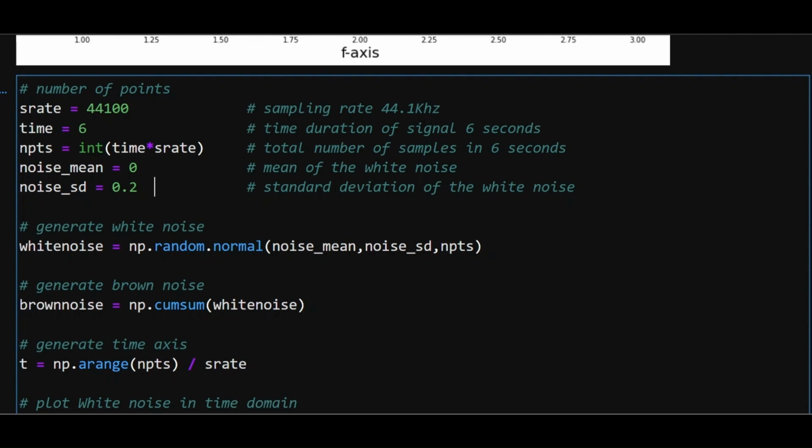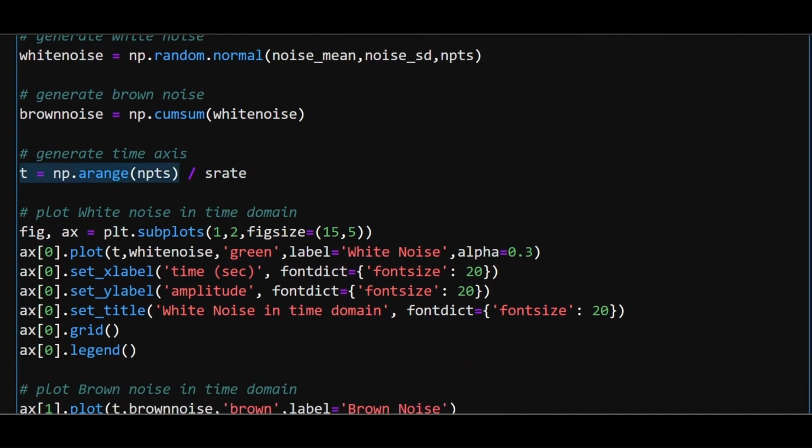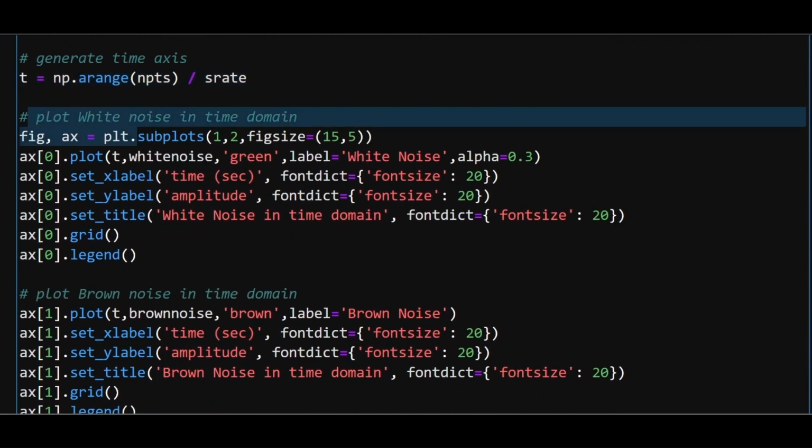As I mentioned earlier, white noise is just a normally distributed noise. So I'm using this Python function called random.normal from the NumPy library, defining the mean and standard deviation for this distribution and passing on the number of samples. And then I'm going to generate a time axis here, and I'm going to plot this white noise. Essentially, it's a plot between time axis and the white noise. So let's run this code.